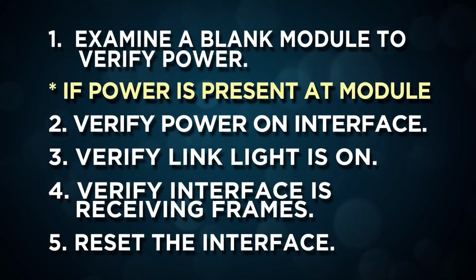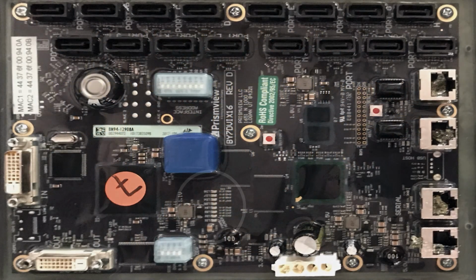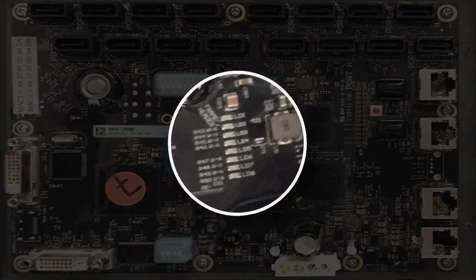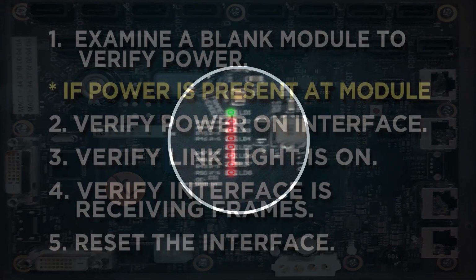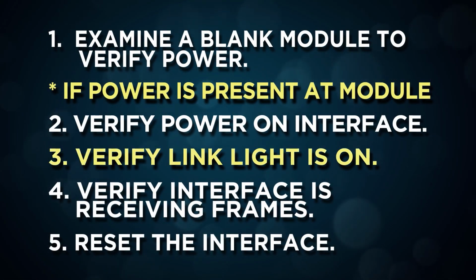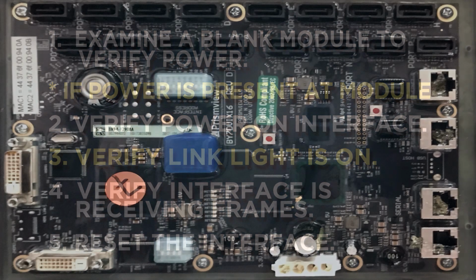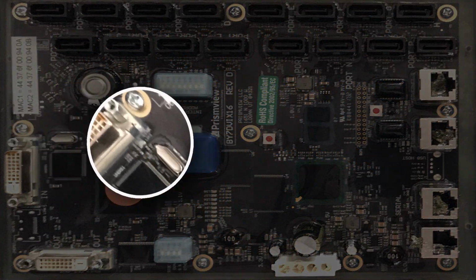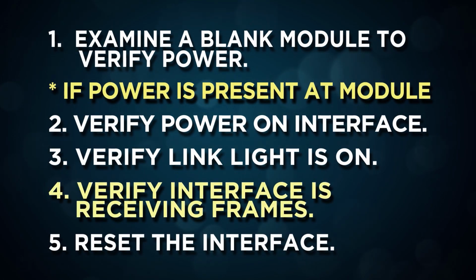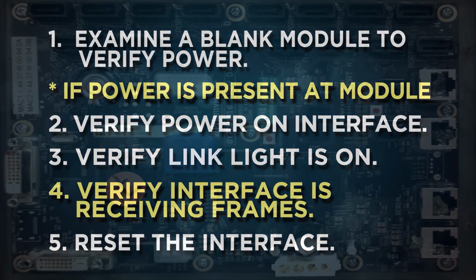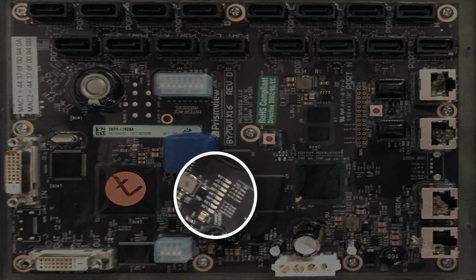If power is present at the module, verify power on the interface. Locate the interface card that is driving the section that is out and verify the power indicator lights are on. Next, take a look to see if the link light on the card is illuminated. Although this does not necessarily mean that the interface has power, it does confirm that there is a solid video connection coming in. Verify that the interface card is receiving frames by looking at LD1.